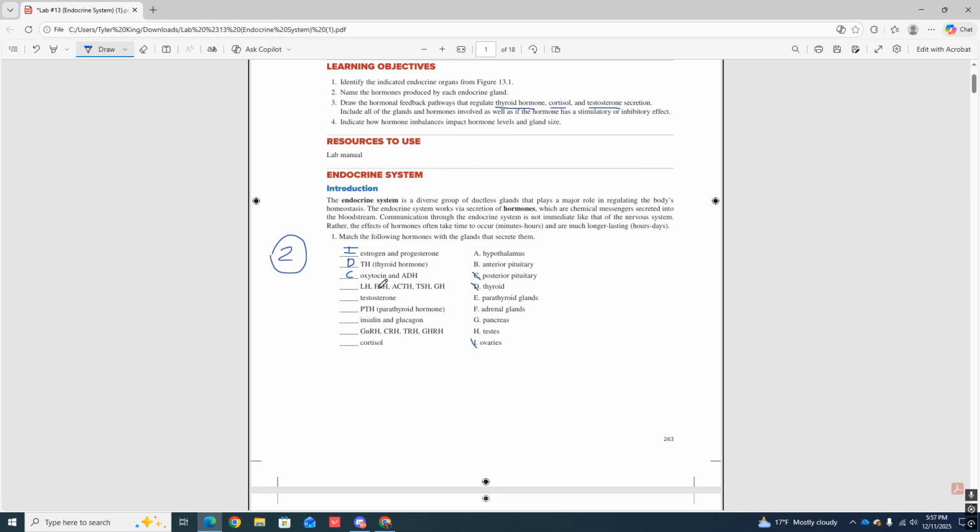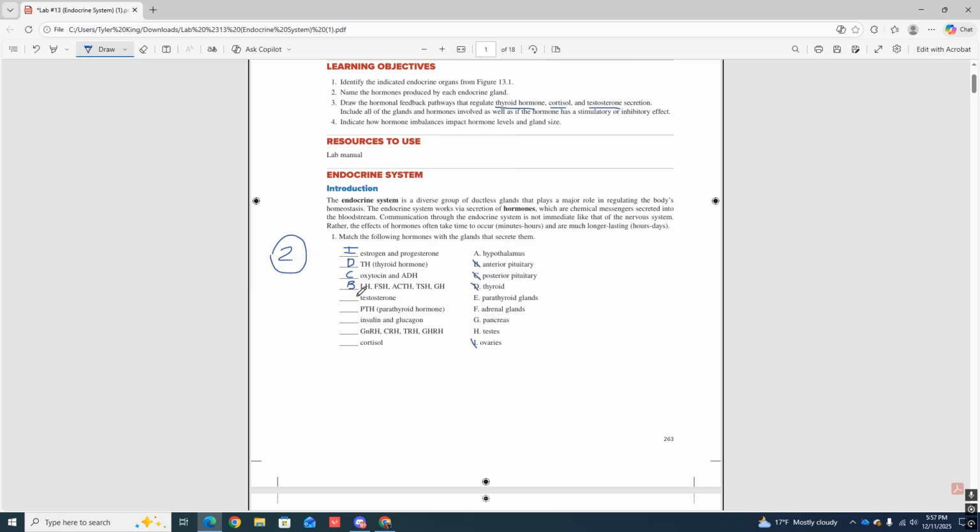Then we have a whole group of 5 here: LH, FSH, ACTH, TSH, GH. I'm not going to describe what each of these are, but the majority of these are stimulating hormones, which means they're released from the anterior pituitary. They have a stimulatory effect, stimulating something else to be released down the chain. Testosterone is a very common one. I'm sure many of us have heard of it. It's the primary male sex hormone, testosterone.